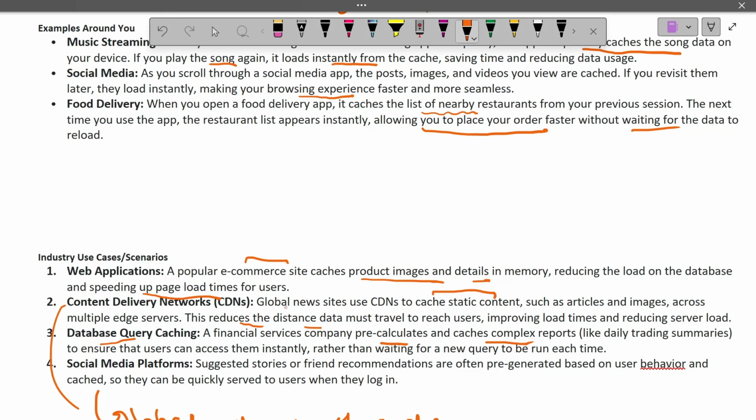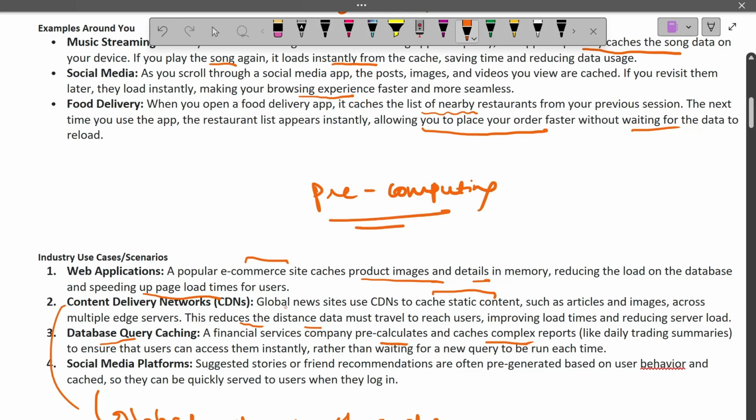In the morning and keep it ready. Next is social media platforms. You might see the friend recommendations will come. Then you may see that some stories are getting suggested. That is also pre-computed. So this term, pre-computing, is very much relevant when you apply caching to your day-to-day life. Pre-computed results are quickly served to the end users, and that is done only and only by using the concept of caching.